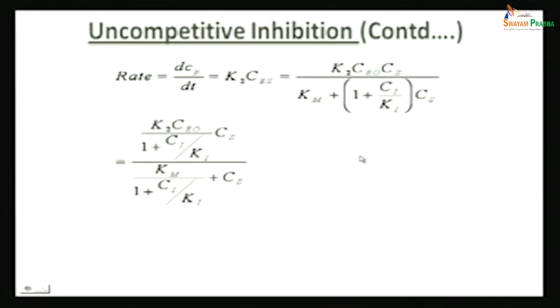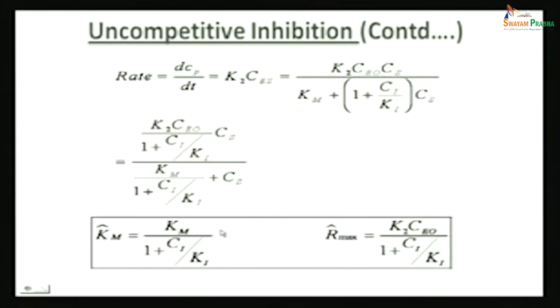Yeah, maximum rate has increased, and what else has increased? Both the slope and the other asymptote, both of them have increased, right? So your Km hat has also changed. Sorry, your Km hat has changed and the maximum rate has changed, right? So now your Km hat is this number, given over here, and your Rmax is the numerator over here.